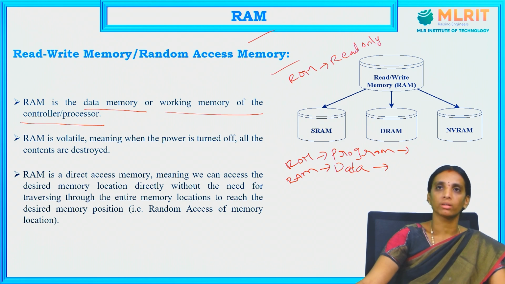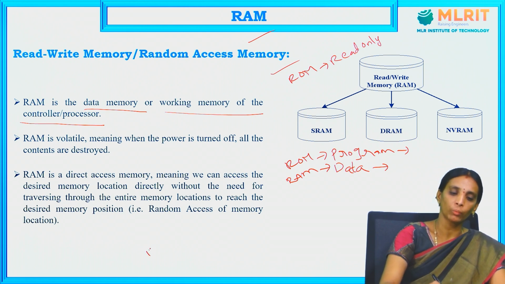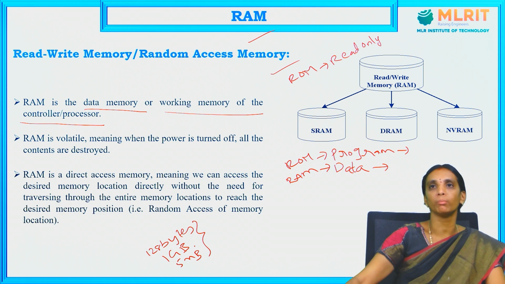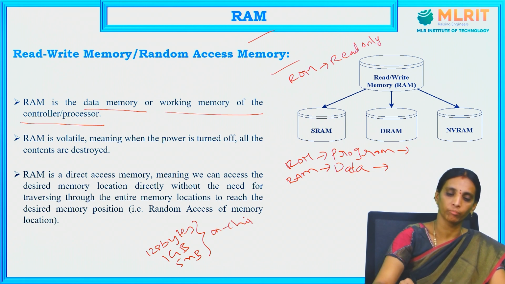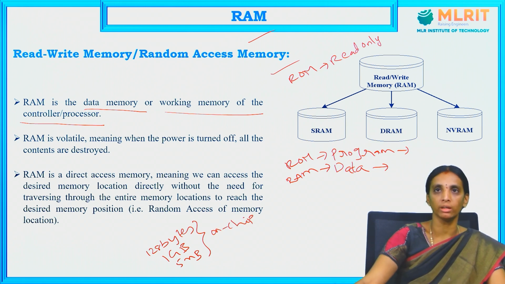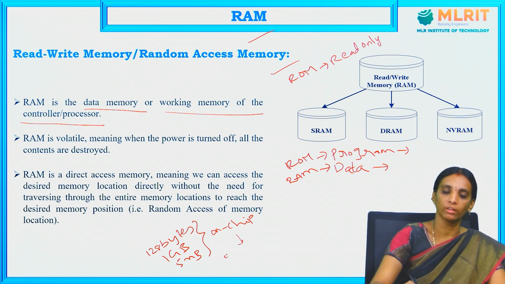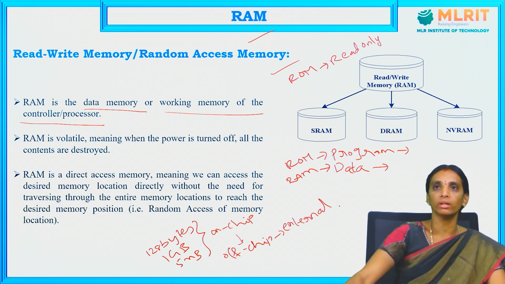If the processor contains some memory, say 128 bytes or 1 GB or 5 MB, some part of the memory will be available in the chip itself, with the processor or the controller itself. That is called on-chip memory. If for our application the on-chip memory is not sufficient, then we go for off-chip memory, that is, we have to connect external memory to our controller.